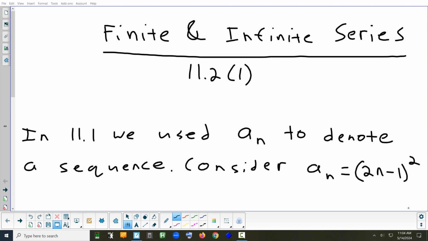All right, so 11.2 is on what we call series. A series is when you add up all the numbers in a sequence. Today we're going to focus on a finite series. Tomorrow, an infinite series.